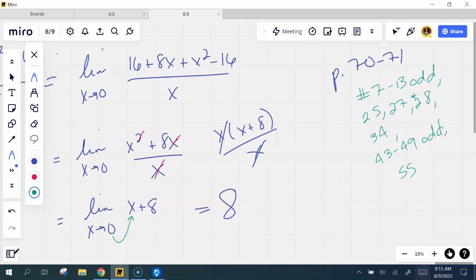Limits. We're still in 1-1. Limits and continuity. This is just limits.